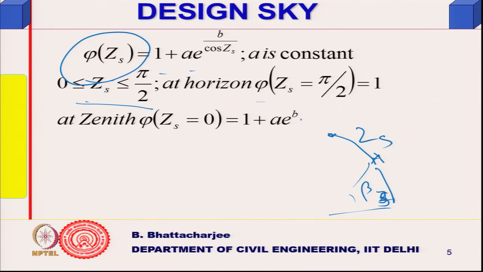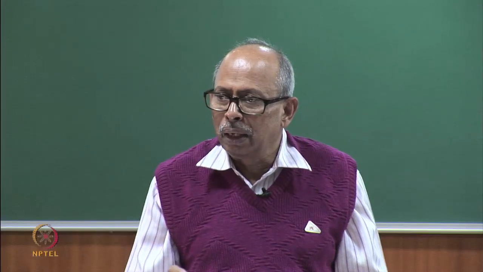So, a to the b. But what about the horizon? For pi by 2, this is taken as 1. Basically this value is a positive value, so it actually goes to infinity. When the angle equals pi by 2, cos 0 goes to infinity. So it is taken as 1 because it is not defined. It is a kind of point singularity.